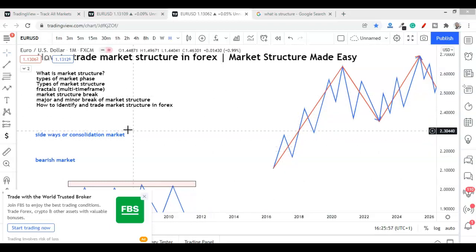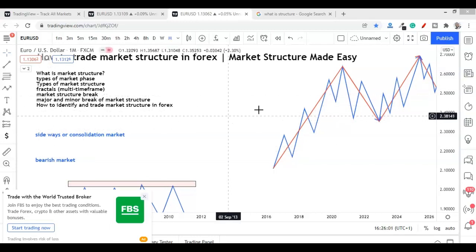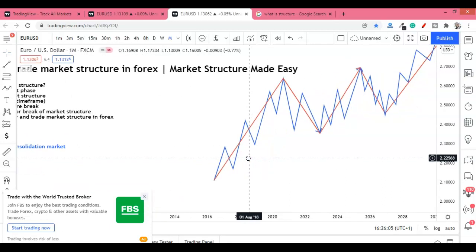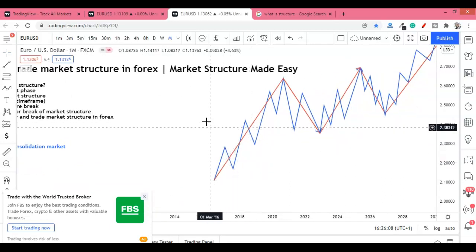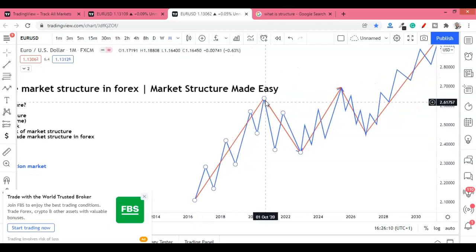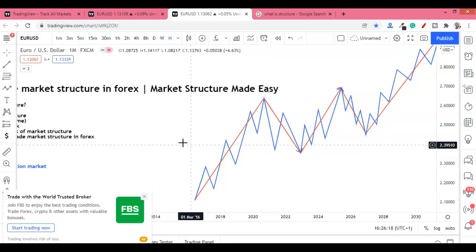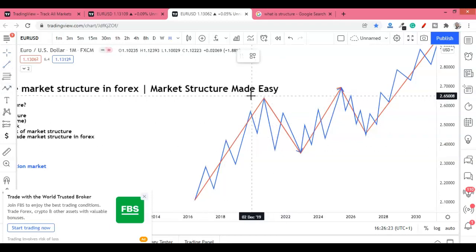The next one is to look at the market structure break, which is a very important aspect of our journey as a forex trader. If you understand market structure break, that is a valid break of market structure, then you stack the odds in your favor. What is considered a break of market structure?